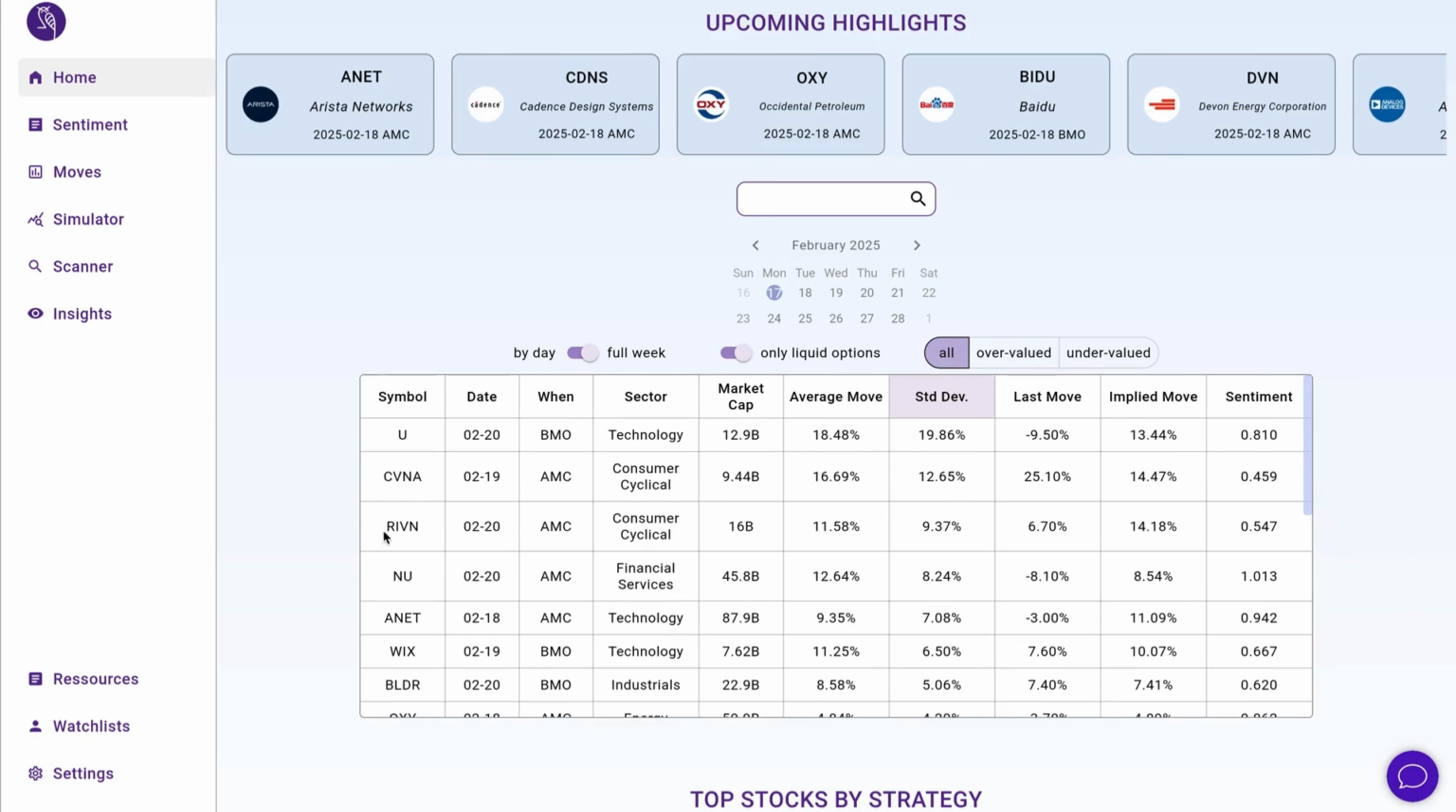For example, in the case of CVNA here, an implied move of 14 versus an average of 16. So a bit undervalued, not so much, but sort of a good setup for us. And so this can be one of the candidates that we consider for our strategy.